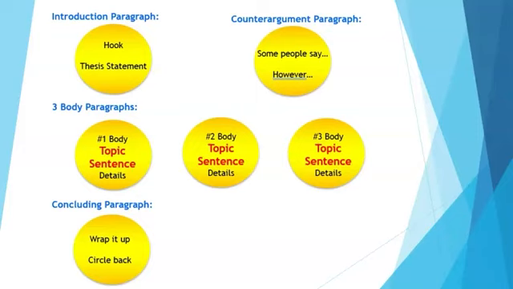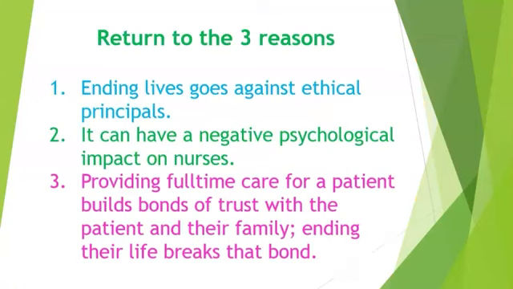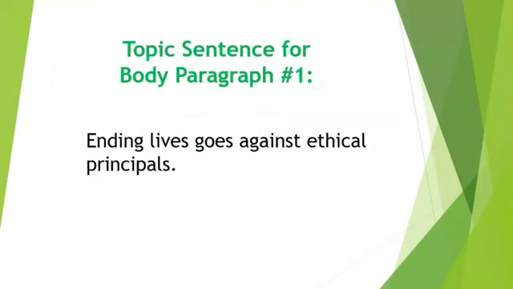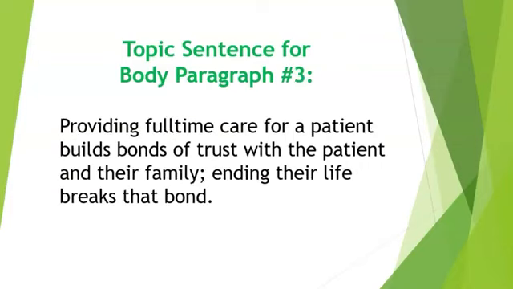So how to create a topic sentence? It's actually super easy. You've already done it. You didn't even realize it. What we do is we return to the three reasons that we came up with, the three primary reasons, and those are our topic sentences. In body paragraph 1, you would use reason number 1. That's your topic sentence. And in paragraph 2, reason number 2 is your topic sentence. And same with paragraph 3.